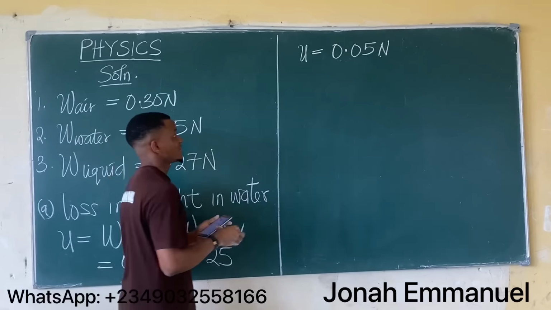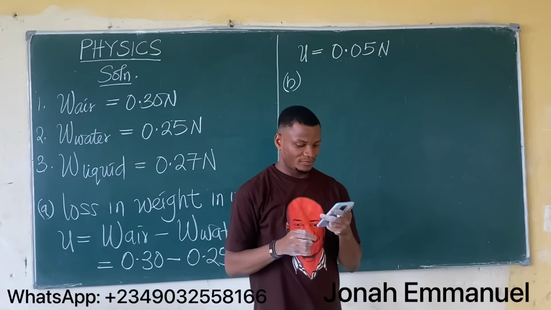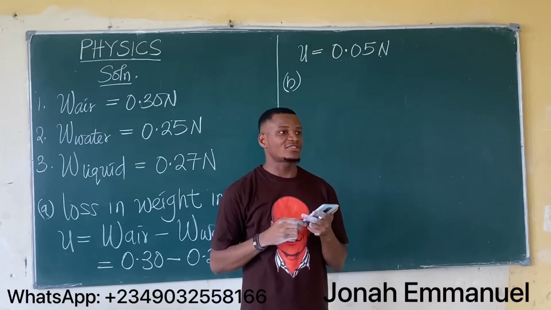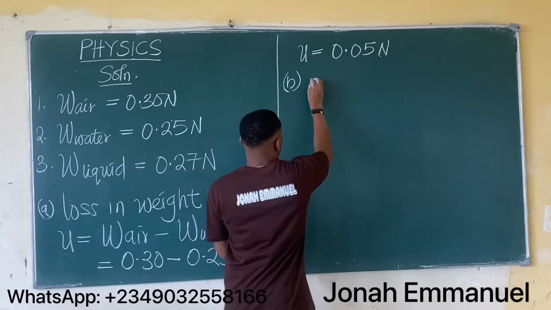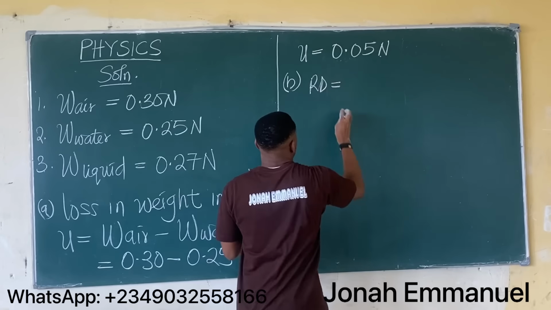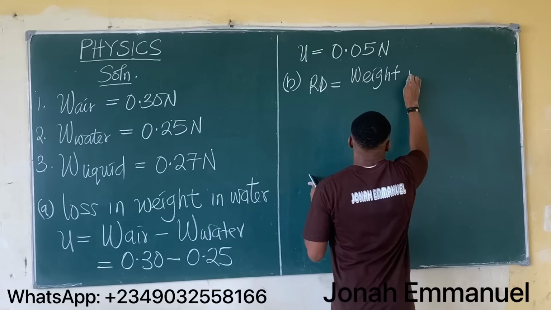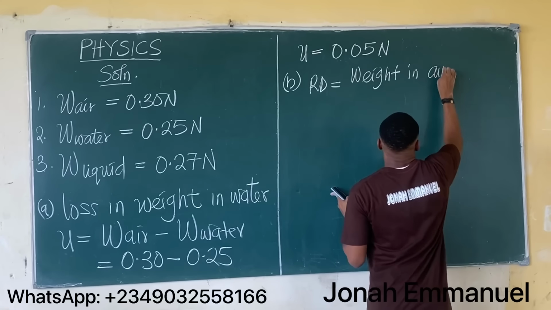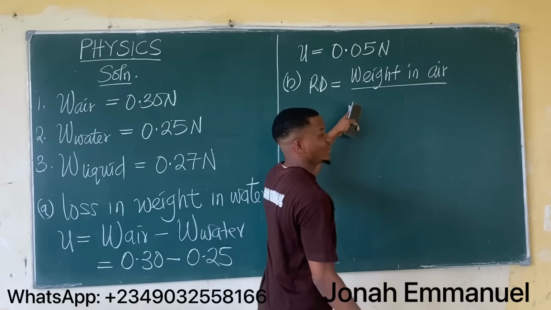Let's look at the B part. The B part says its relative density. Now we already said relative density is equal to weight in air minus weight in water. Now we said weight in water there.